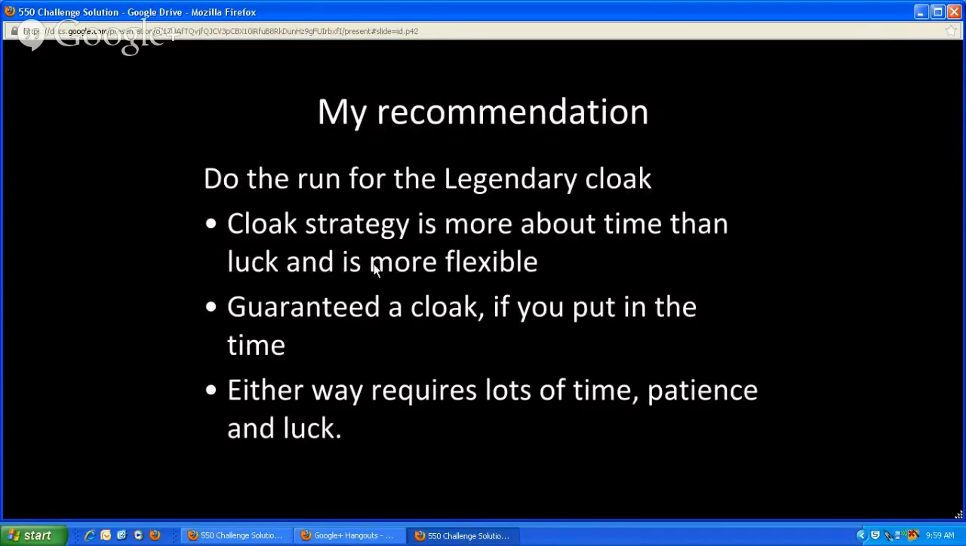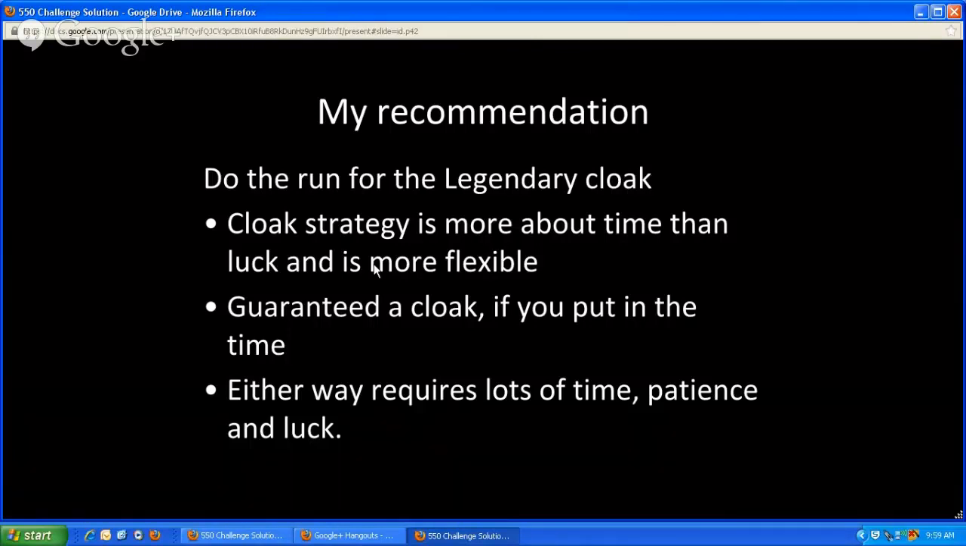So my recommendation, just basically looking at it, is that right now where we're at, I would say the safest bet is to run for the Legendary Cloak. It's more about time than it is about luck, and it's a lot more flexible as long as you have time.